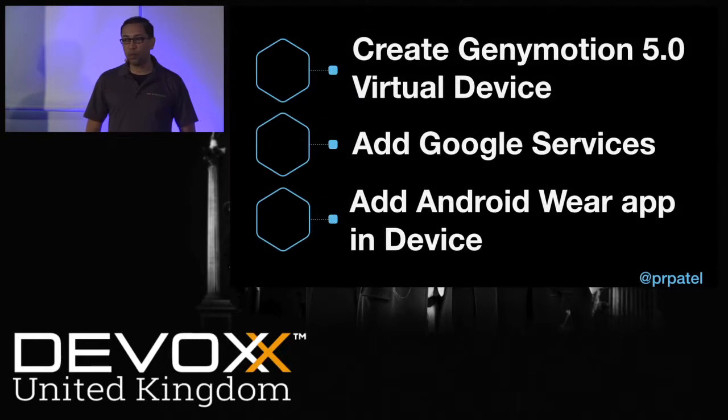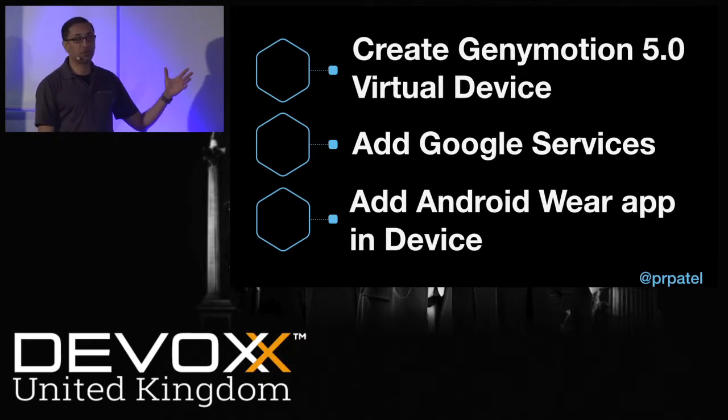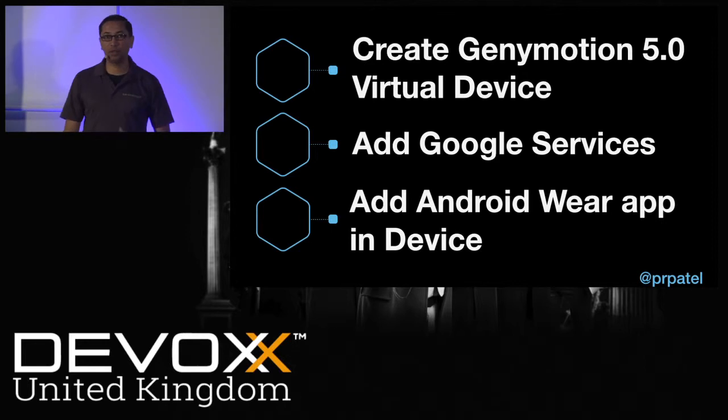So what we do is create a Genymotion 5.0 virtual device. That's Android 5.0. You can also do 4.4 if you wanted to. Then you have to add Google services into that emulator, and then you have to go to the Play Store and actually install the Android Wear app on the device.